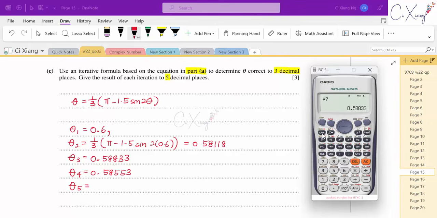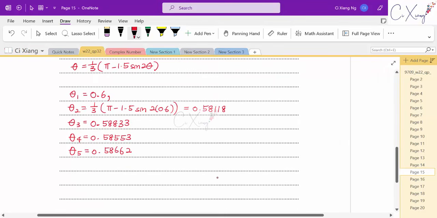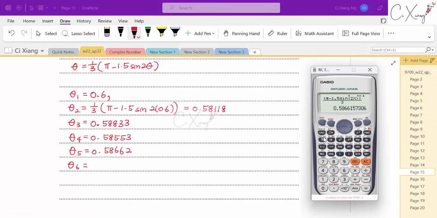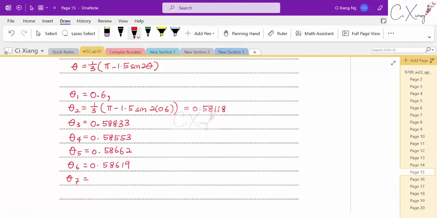Calculate with 0.58553, equal sign. It will become 0.58662. Again, it still hasn't repeated for the 3 decimal places answer. Continue one more time. Calculate again with 0.58662, equal sign, and we get 0.58619. Not repeated yet. Continue.